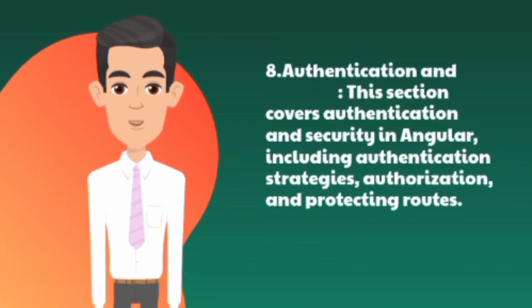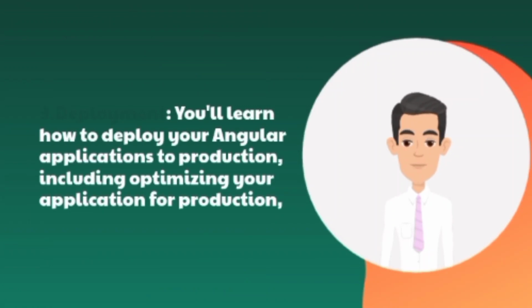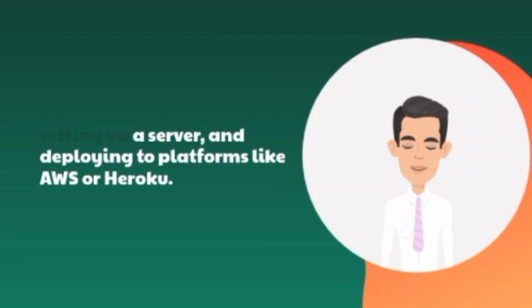8. Authentication and security. This section covers authentication and security in Angular, including authentication strategies, authorization, and protecting routes. 9. Deployment. You'll learn how to deploy your Angular applications to production, including optimizing your application for production, setting up a server, and deploying to platforms like AWS or Heroku.